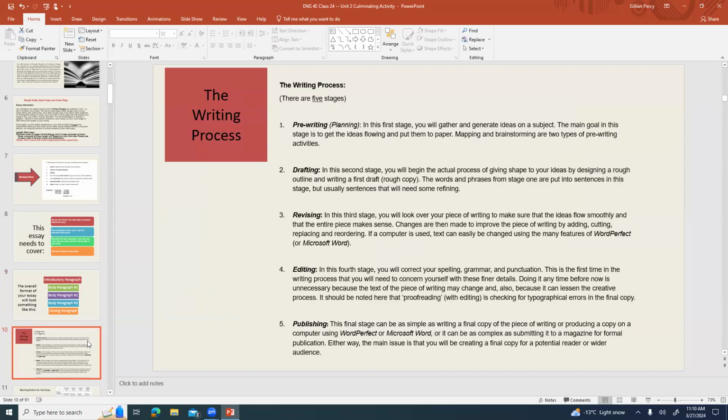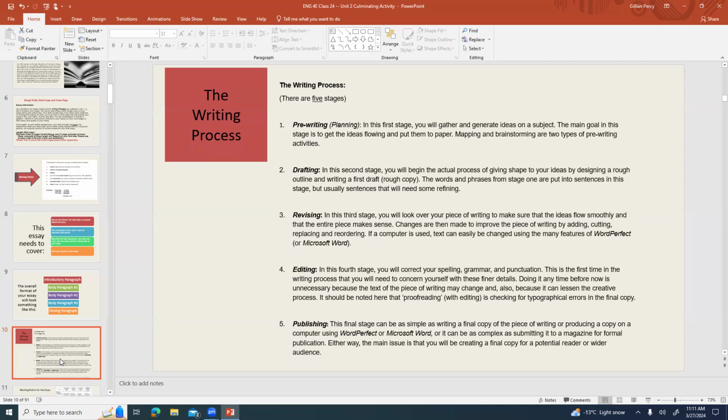Quick review of the writing process. The pre-planning, and this is the stage where you're going to gather and generate ideas on the subject. The main goal in this stage is to get the ideas flowing and put them on paper. Because this is a longer essay, I really suggest that you take time to brainstorm each paragraph and brainstorm your introductory and your closing paragraph. It will pay off and make it a lot easier to write. Trying to sit down and write all your ideas and write it all beautifully at the same time is a lot to try and handle at once.